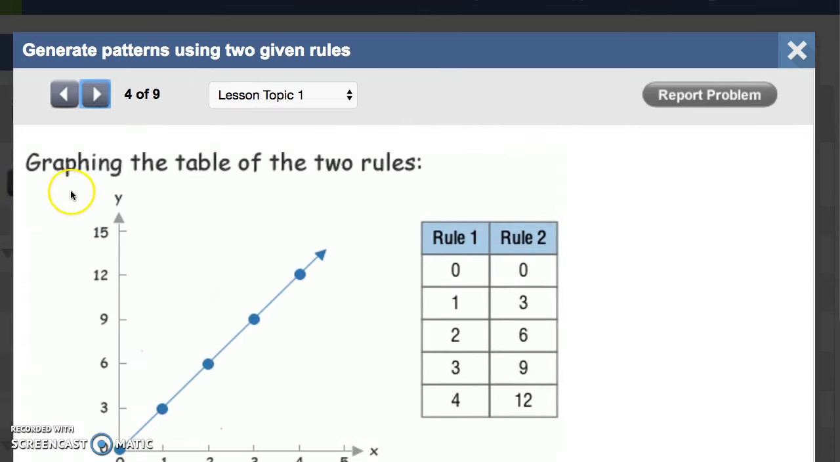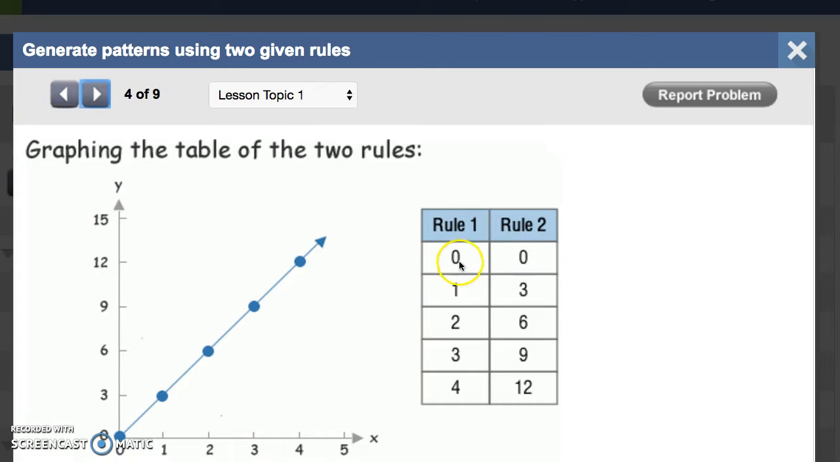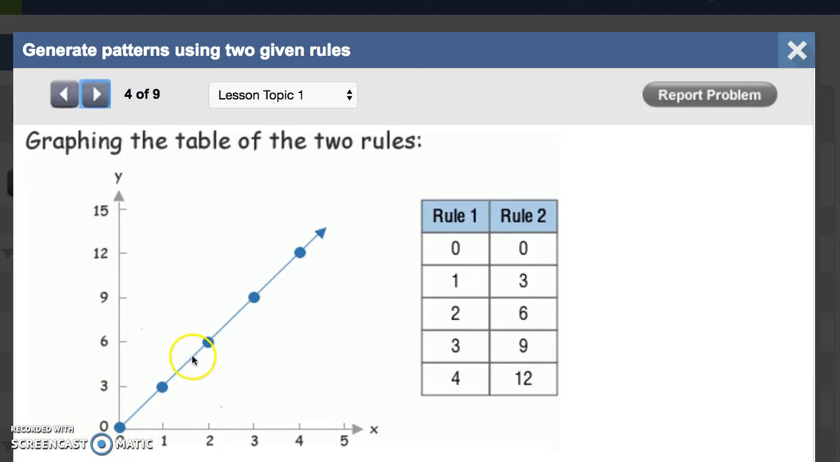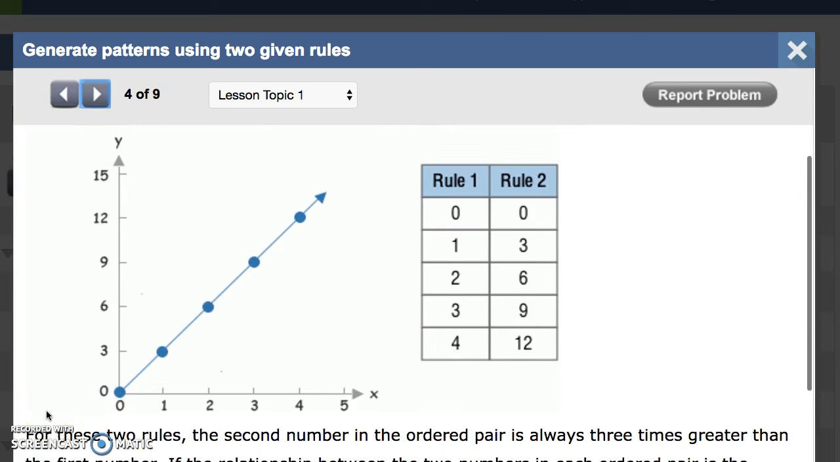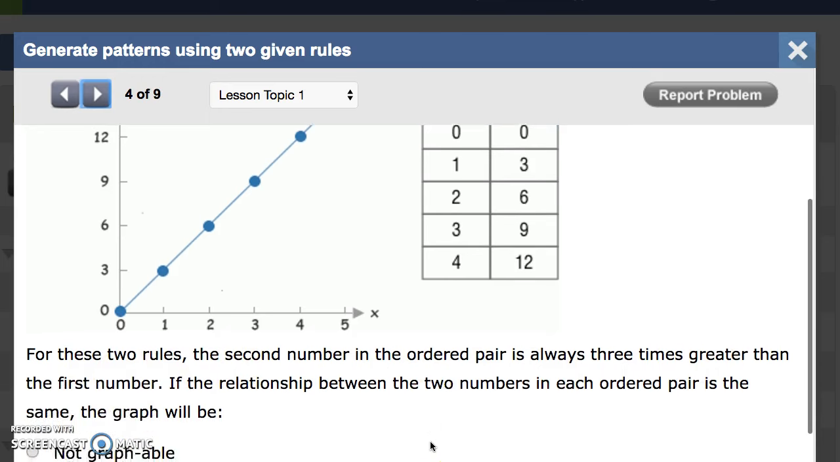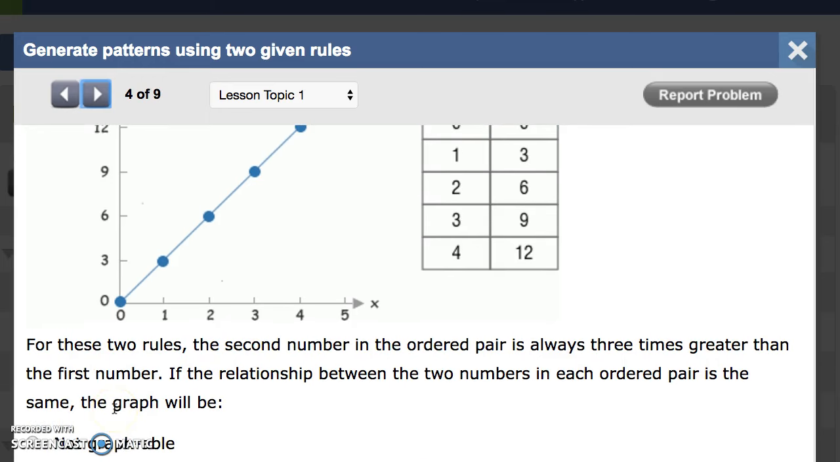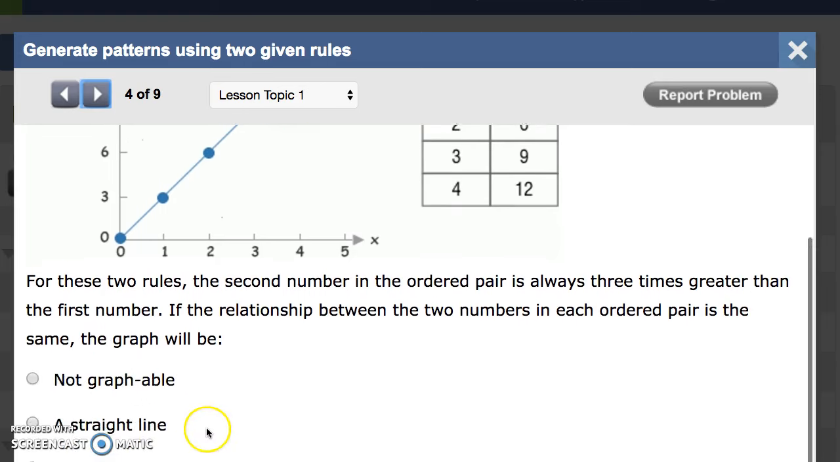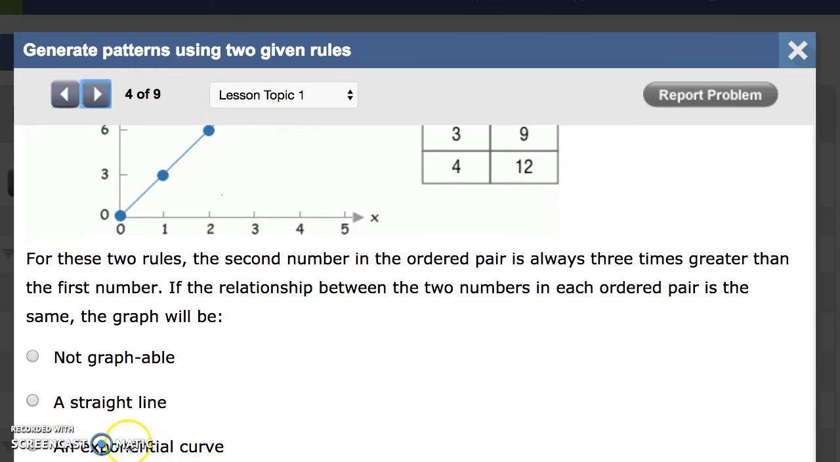Now what you can do with that is graph those numbers using a coordinate plane. Here's my table again with rule 1's numbers and rule 2's numbers, and I'm going to plot them on a coordinate plane. For these two rules, the second number is always 3 times greater. If the relationship between the two numbers is the same, will the graph be a straight line, or will it be an exponential curve?